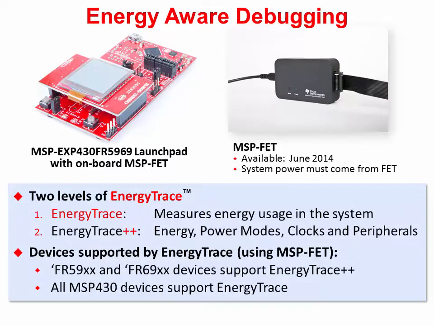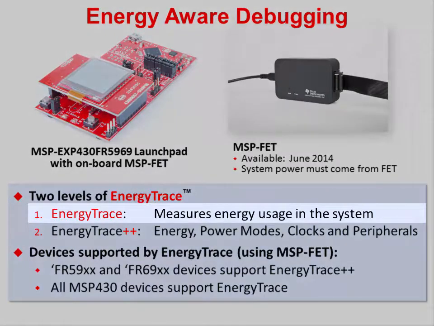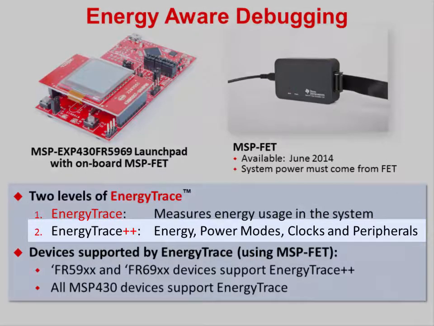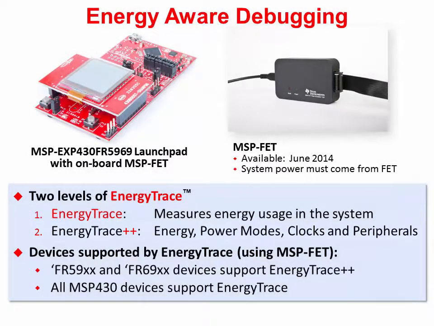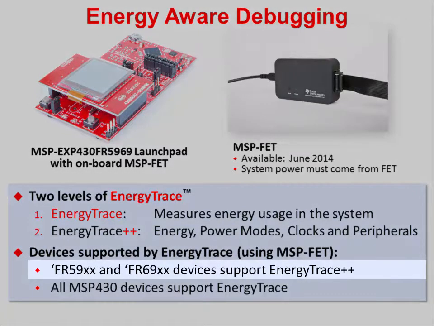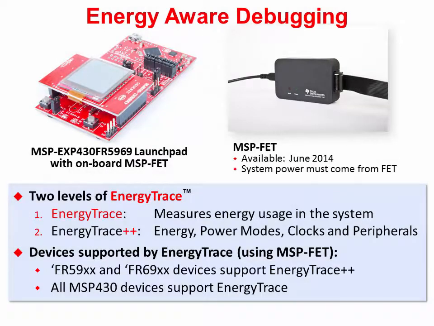Lastly, we shouldn't forget to mention that there are two levels of energy trace feedback. The first, called Energy Trace, provides you with highly accurate energy measurements. The second, called Energy Trace++, extends the energy measurement feature by providing you with correlated information regarding which low power modes, peripherals, and clocks are running in your system at any given time. Since Energy Trace++ requires additional features in the device silicon, as of today, this is only supported by the FR58, 59, and 69 devices. If you're using the FR5969 LaunchPad, you will be able to see this extra information during the upcoming lab exercise.